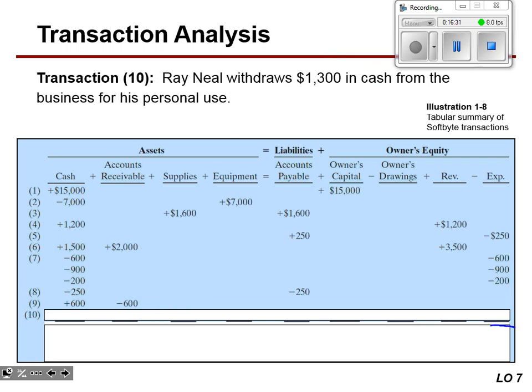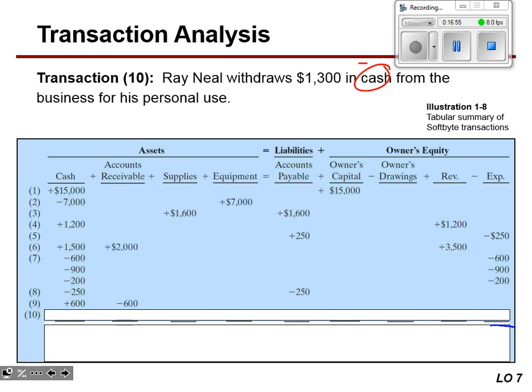Last one. Ray Neal, we're back to the guy, not the business now. Ray Neal withdraws $1,300 in cash from the business for his personal use. What? Ray Neal? What are you doing? Well, he owns the business. Can he take some money out? Absolutely. So I see cash as a player. Cash is going to go down.